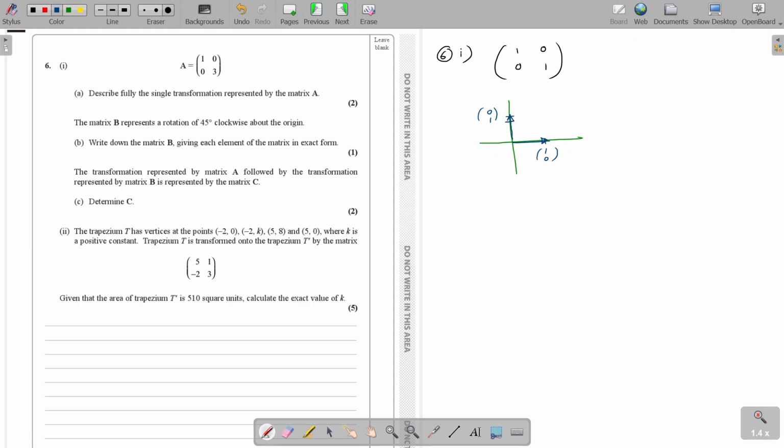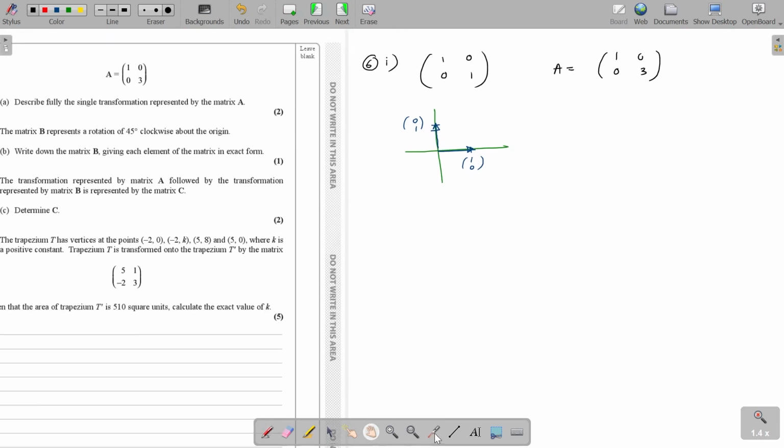Then they say here A is equal to 1, 0, 0, 3. So you don't even need to draw it now when you look at this, because you can just look at it and see what has happened. 1, 0 has not changed at all. Okay, 0, 3. So when you see 0, 3, what has happened? X value is 0, y coordinate 3. Can you see that there is a stretch parallel to the y-axis? By how much of a scale factor? By a scale factor 3.